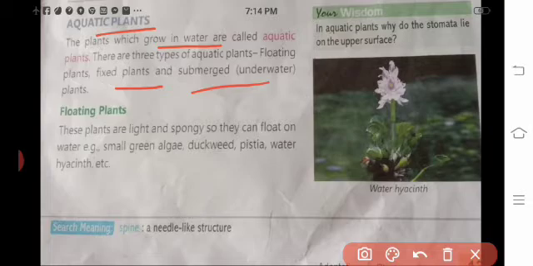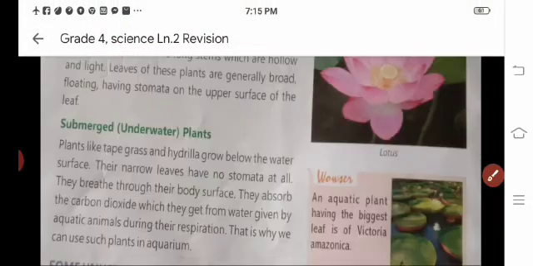Floating plants. These plants are light and spongy, so they can float on the water. For example, small green algae. Okay, these are floating plants.